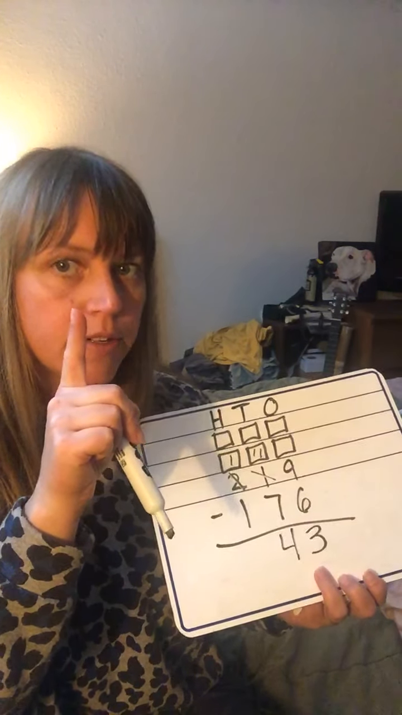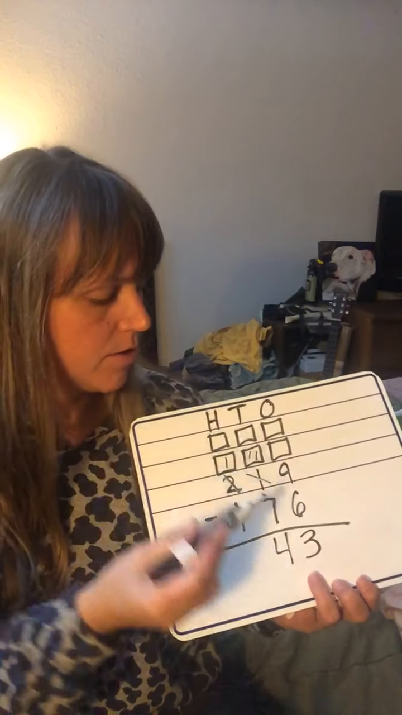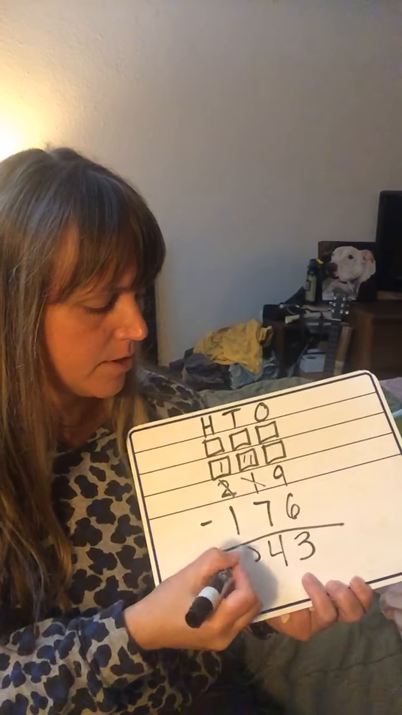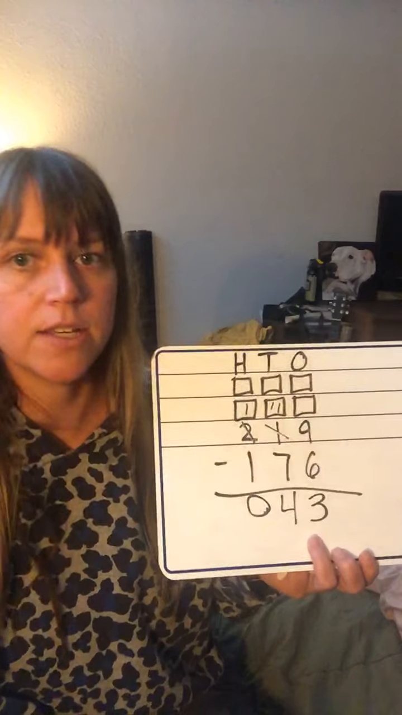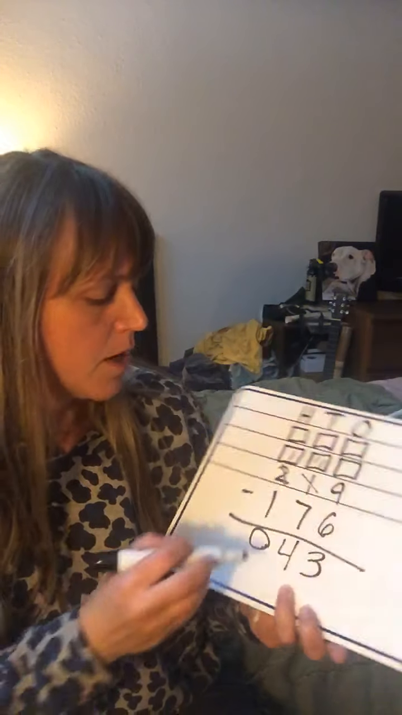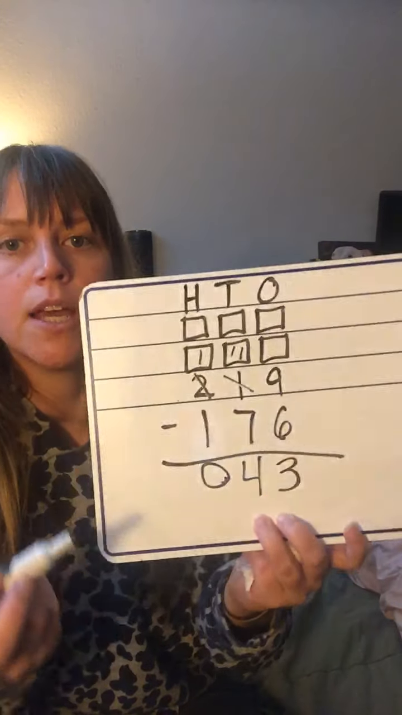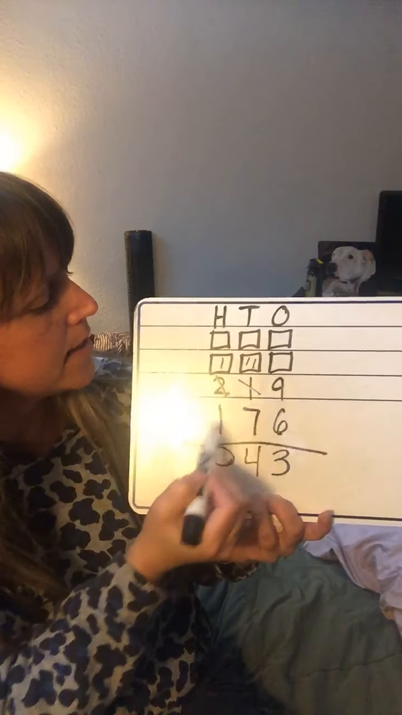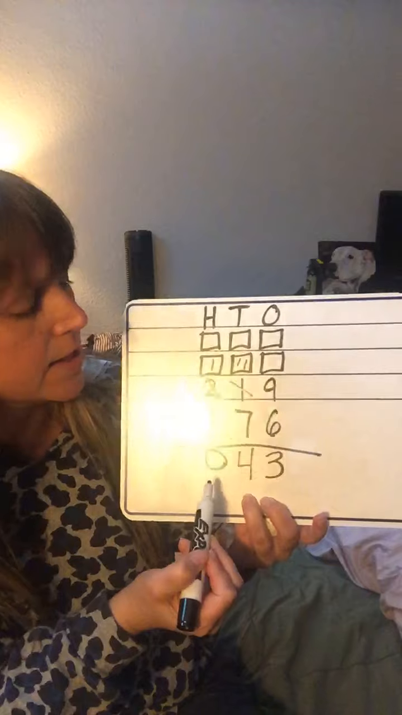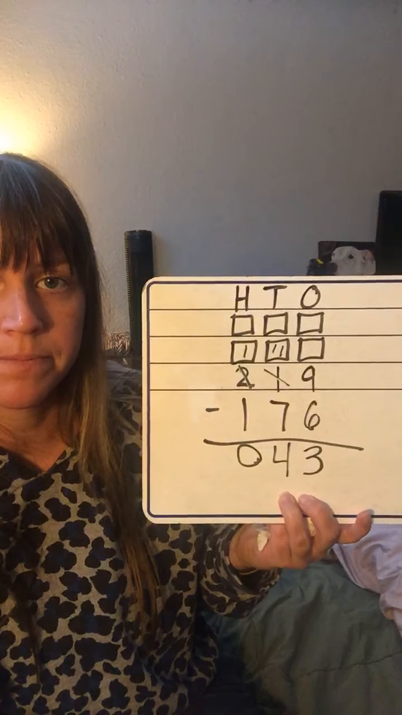All right, and then we come over here to the hundreds place. 100 minus 100 equals 0 hundreds. So I can write my 0 in if I'm feeling fancy, or I can just leave that blank. All right, so the number reads 43. So the difference between 219 and 176 is 43.